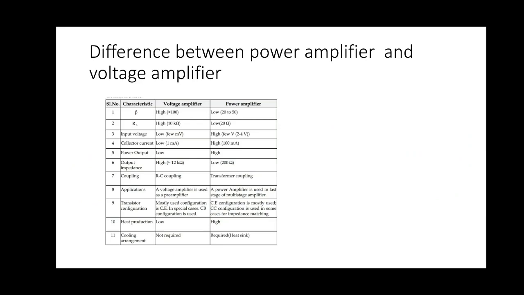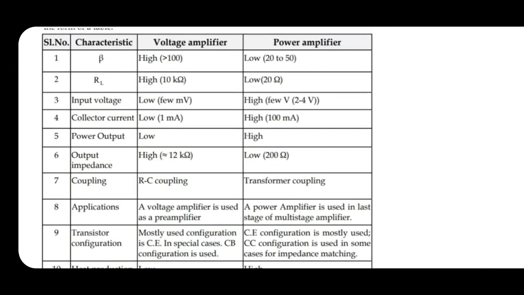So we have to compare the voltage amplifier and power amplifier. The primary function of a voltage amplifier is to raise the voltage level of the signal. It is designed to achieve the largest possible voltage gain. Only very little power can be drawn from its output.